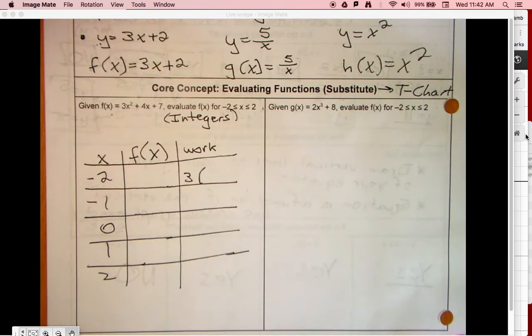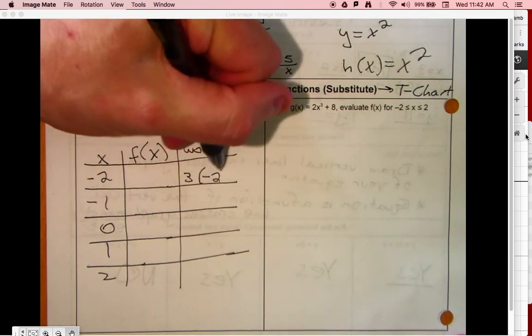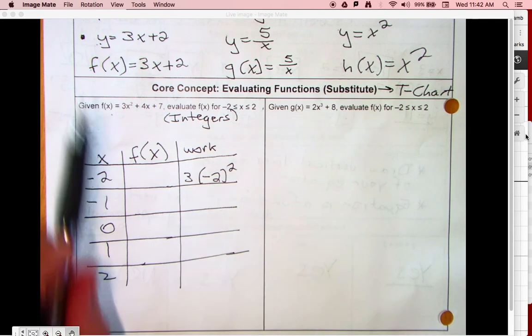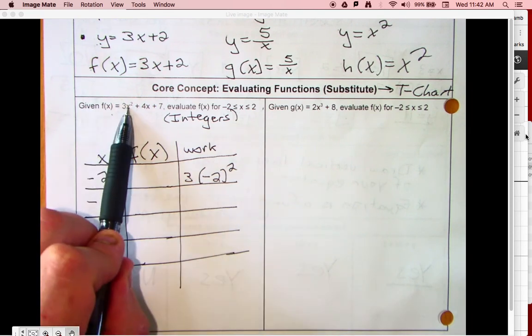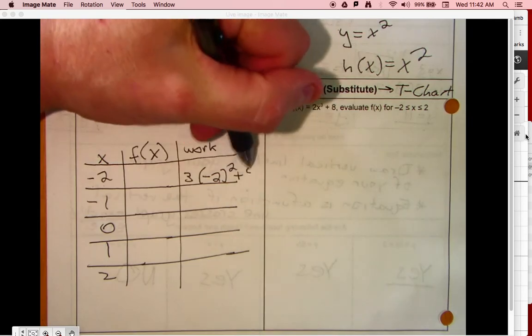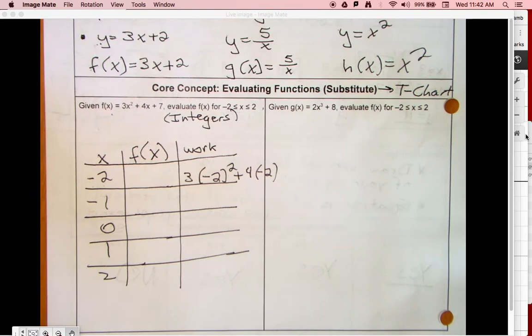It's going to be 3 instead of x squared. I'm going to have negative 2 squared. Notice I put the negative 2 inside of parentheses. Anytime you substitute a number in for a variable, you put it in parentheses. All right, plus 4 times negative 2. Sorry, I'm bleeding over. Plus 7.